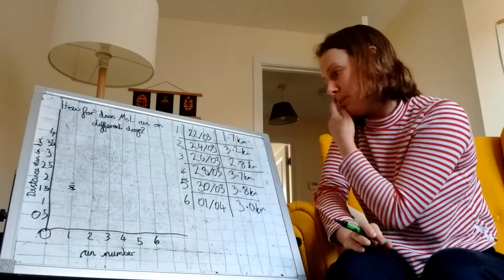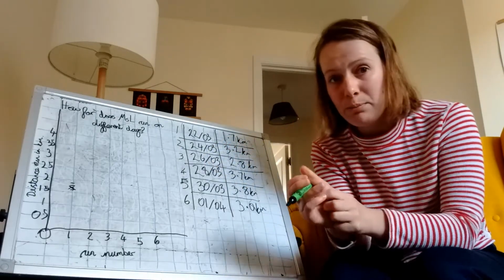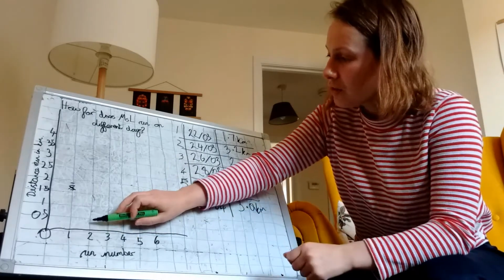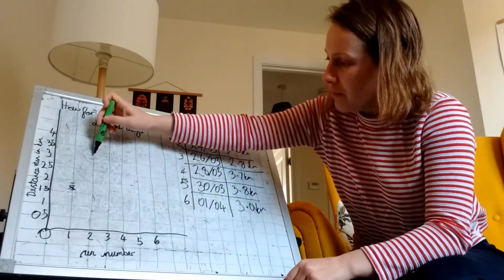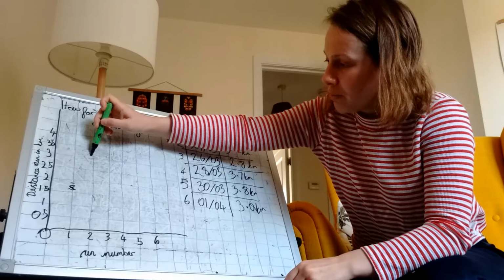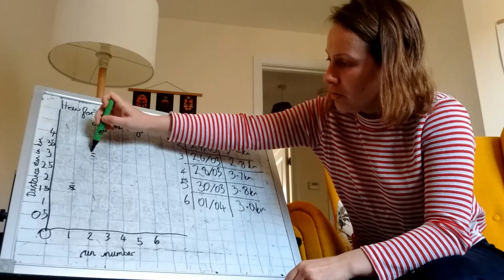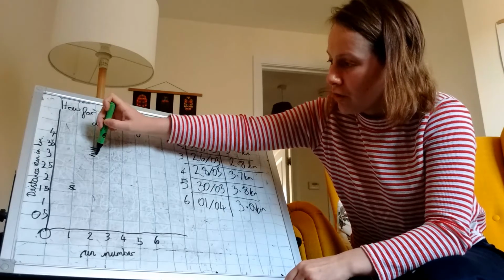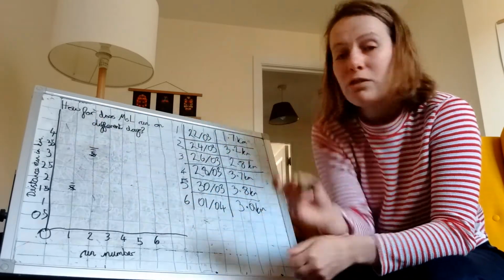Run number 2. I went 3.2 kilometres. So follow up to number 3, and think about how it would be. Would it be 3.1, 3.2, 3.3, 3.4, and then on the line is 3.5, and this is 3.2. So I put my cross there.